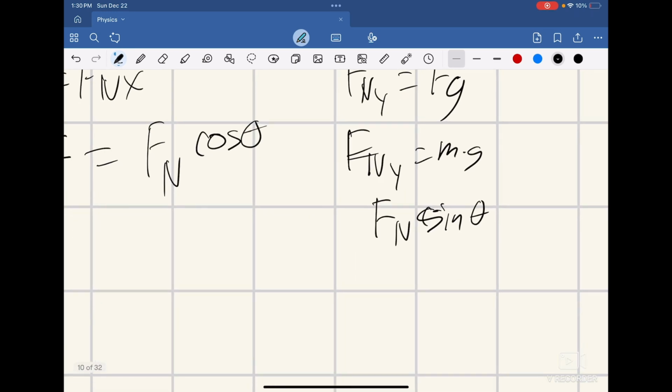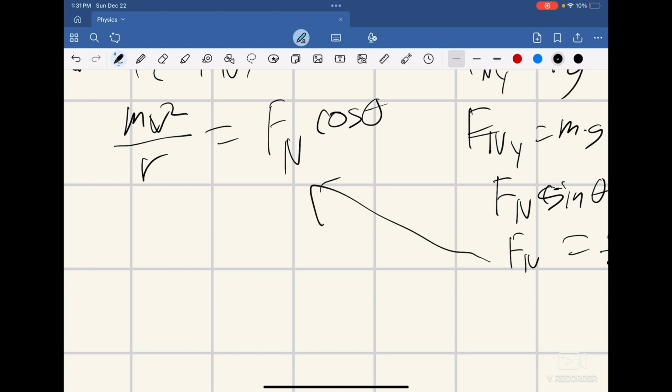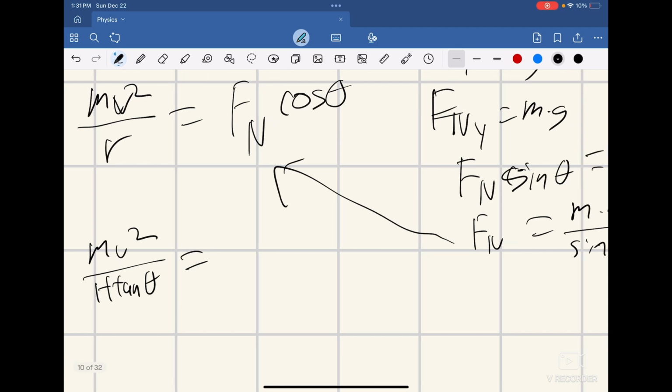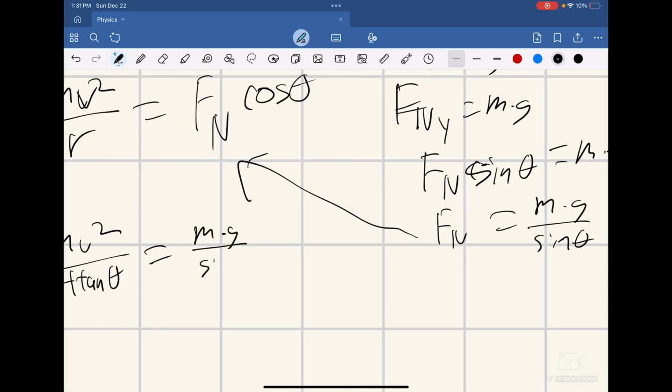Fny is equal to Fn sine theta, which is equal to mass times gravity. So we just want to isolate for Fn, which is m times g divided by sine theta. And we can plug this back in here, and this gives us mv squared over r, and we'll solve for r. We already solved for r, right? We know it's h tan theta is equal to mass times gravity over sine theta times cosine theta. And what we know about sine theta times cosine theta is that is cotangent, right?